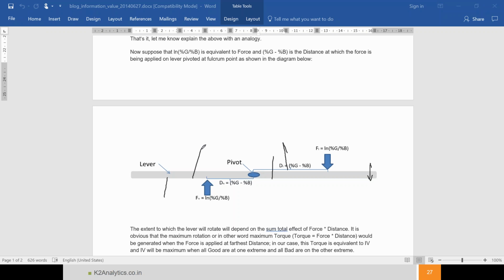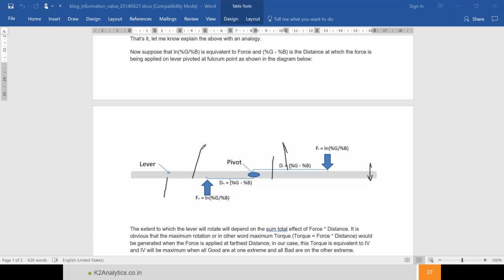As a result, there is a force into distance. In physics, that is moments, or basically a torque is generated. A variable which generates maximum torque, can I say that is the best variable, that is able to give me maximum rotation? So if something gives me maximum rotation, maximum torque, I'm saying that variable is the best variable.